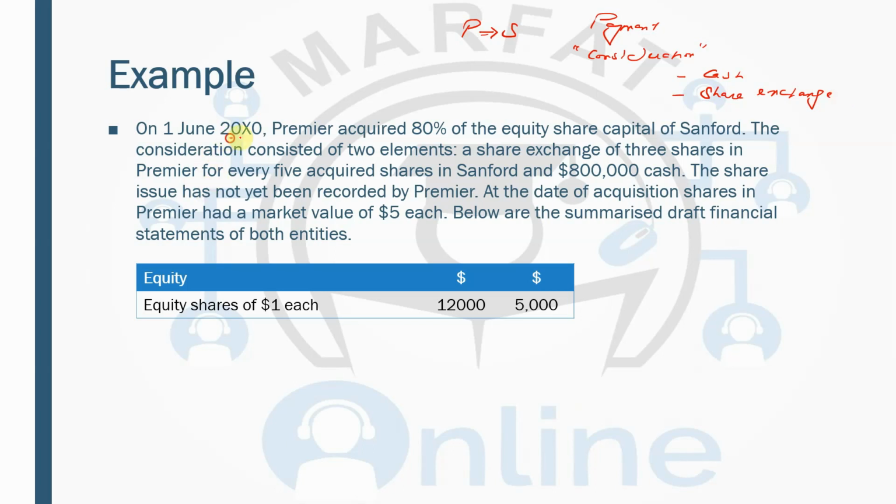On 1st June 2060, Premier acquired 80% of the equity capital of Sanford. So this is the P and this is the S. The P's equity is 12,000, the S capital is 5,000, and one share is worth $1. So there are a total of 5,000 shares of the subsidiary.